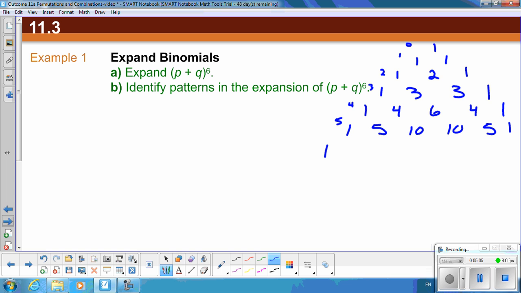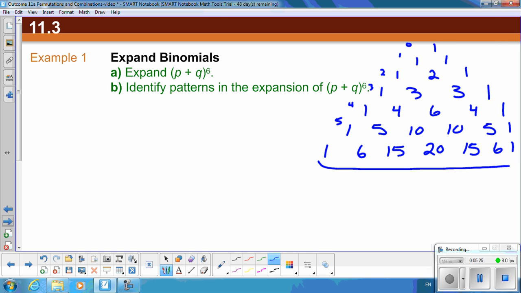Again, start with a 1. 1 plus 5 is 6. 5 plus 10 is 15. 10 plus 10 is 20. 10 plus 5 is 15. 5 plus 1 is 6. And we end with a 1. So this will be the coefficients of our expansion of (p + q) to the power of 6.